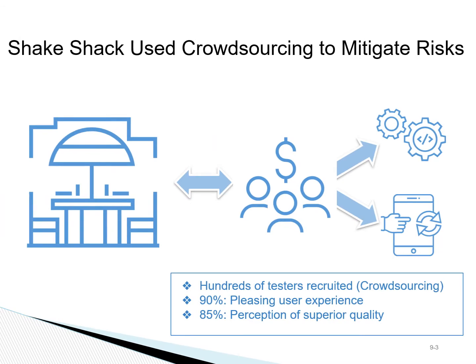The case study in this chapter is about Shake Shack, which used crowdsourcing for thoroughly testing their mobile app before it was launched. The testing obviously resulted in a very robust app with which most users had a pleasant experience. Furthermore, it was interesting that the app gave the impression to most customers that the food quality was also good. In addition to being a good risk management technique, this is an example.